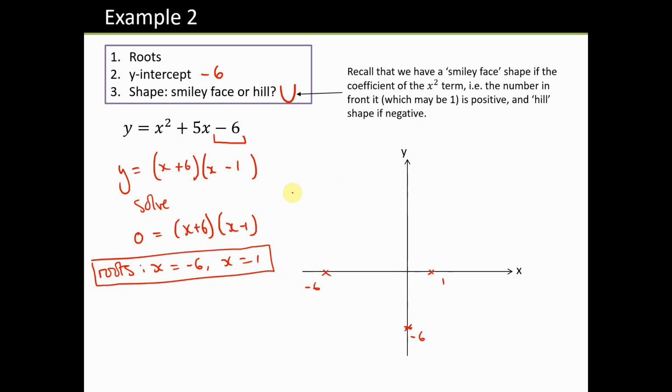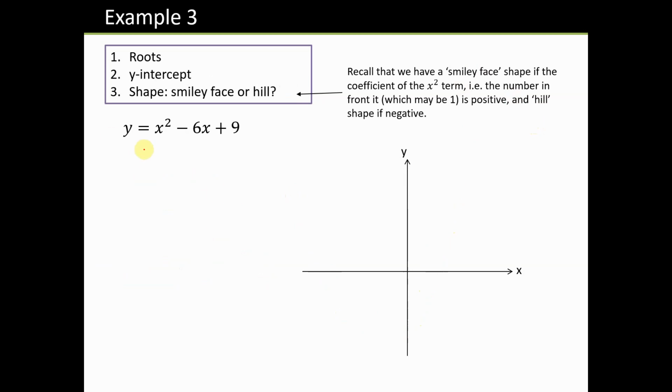Let's do my best to draw a nice U from this. Sometimes I find it helpful to turn my page sideways. There we go, that's looking good enough. Okay, so that would be that one drawn.